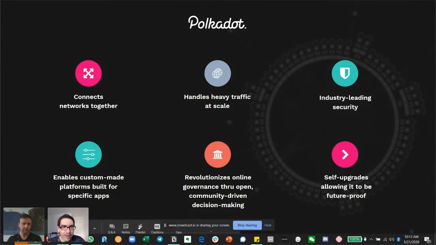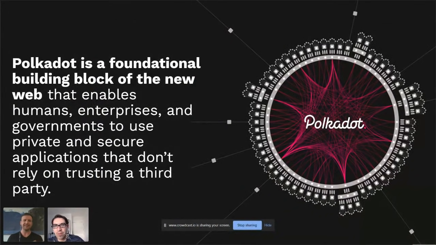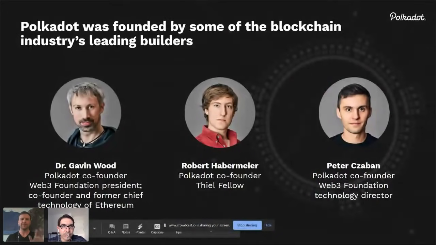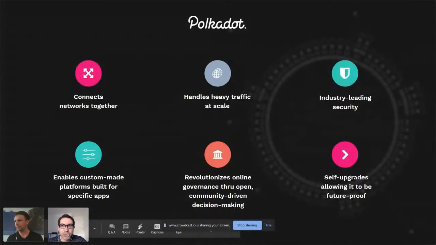Okay. So let's see. Basically what I just walked through was this slide: Gavin, Rob, Peter, the founders of Polkadot, and then Web3 and Parity. So just a very quick recap. And I know we're getting at around 45 minutes, so I'll make this fairly brief. And then if anyone can stay after the 10:30 my time, or after the half hour, we're going to stick around to answer some questions.